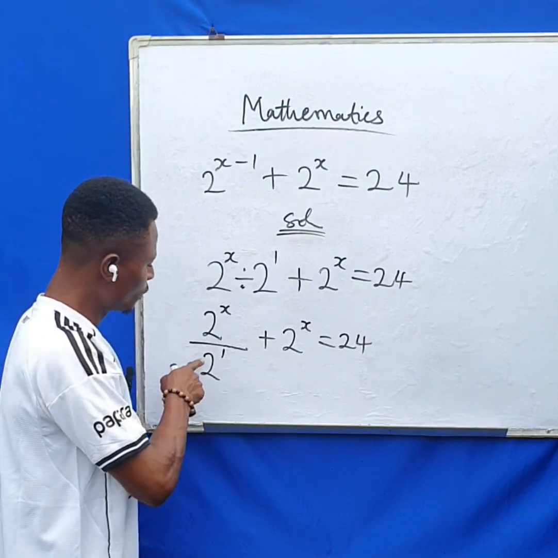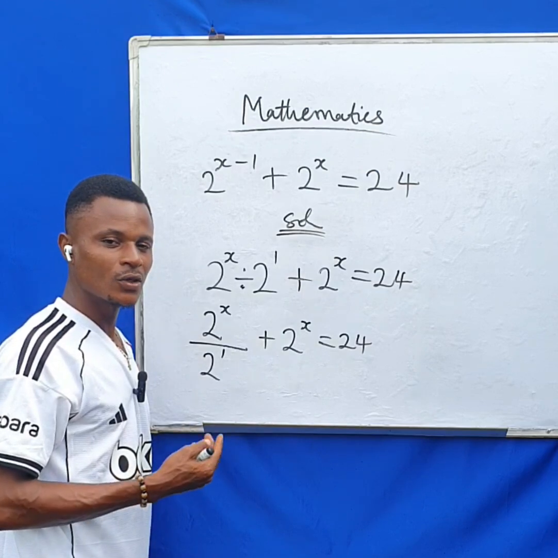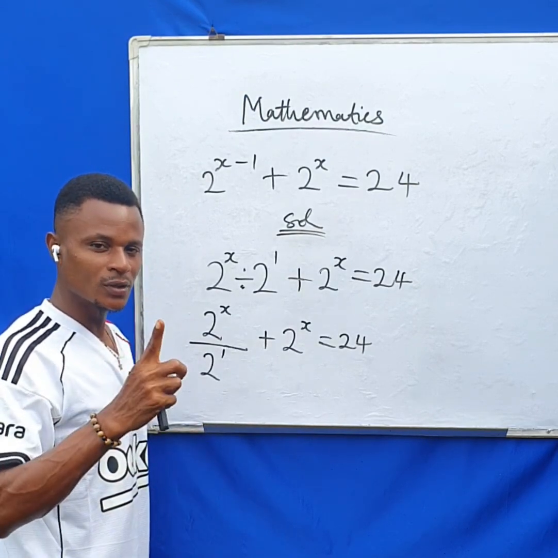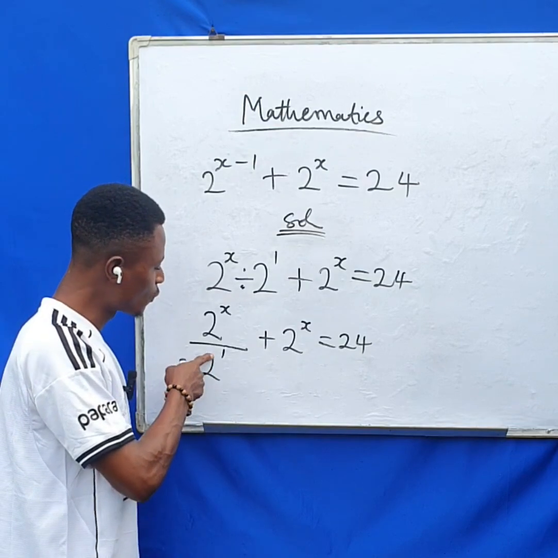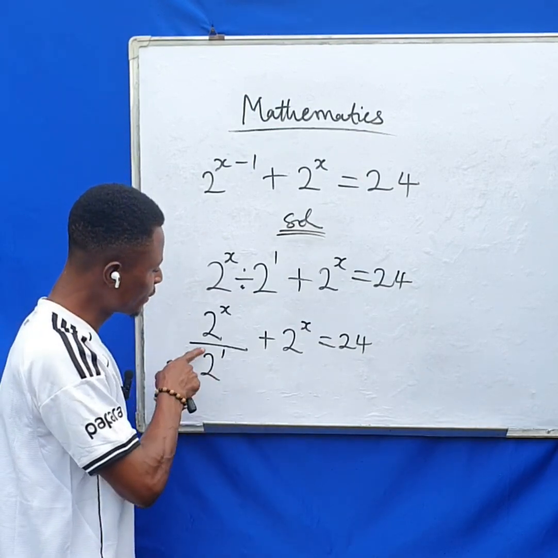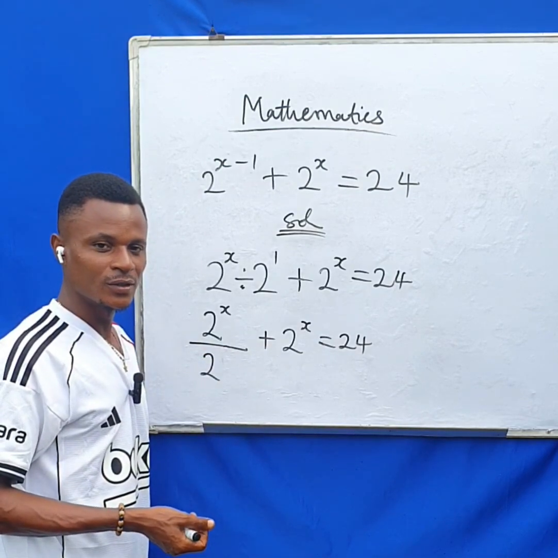Now, this 2 here has power 1. And according to the unity power law of indices, any number raised to the power of 1 is that same number. So 2 raised to the power of 1 is the same 2. So because it is the same 2, we can decide not to even write the 1. It's the same thing. You understand?